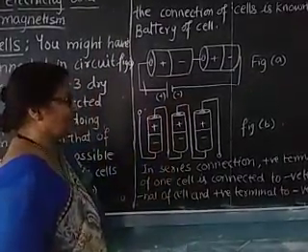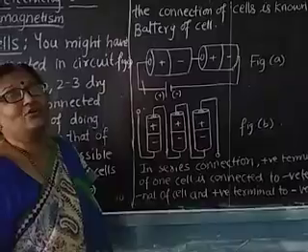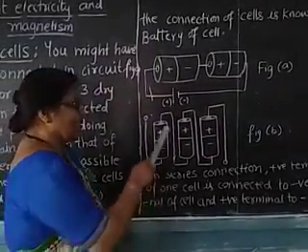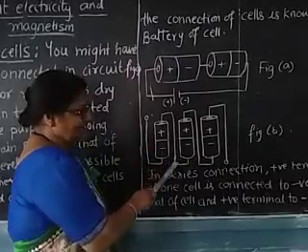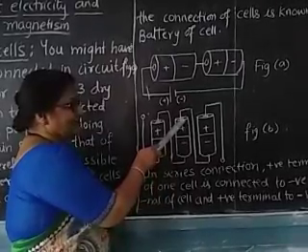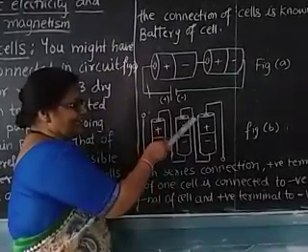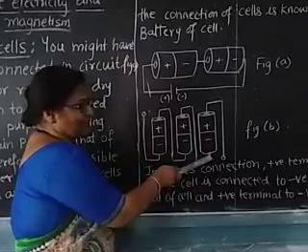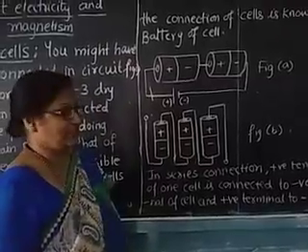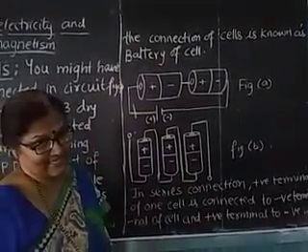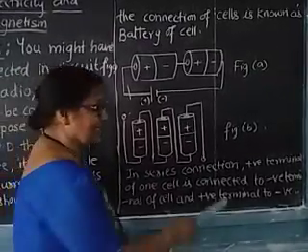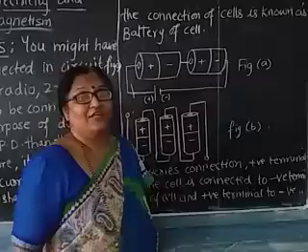Now in a transistor, where 2 to 3 or more cells are connected, how is it connected? See, the positive terminal of one cell is connected to the negative terminal of the other cell. Again, the positive terminal of the second cell is connected to the negative terminal of the third cell, and this way it continues. In the series connection, the positive terminal of one cell is connected to the negative terminal of the other cell.